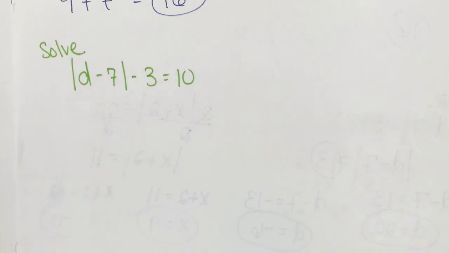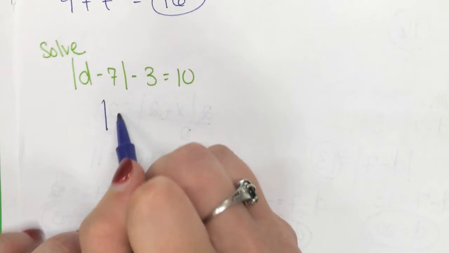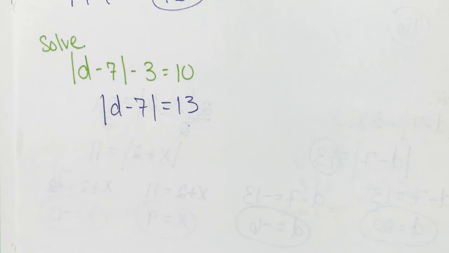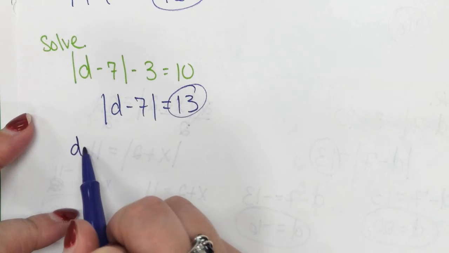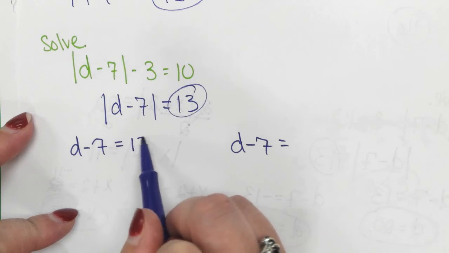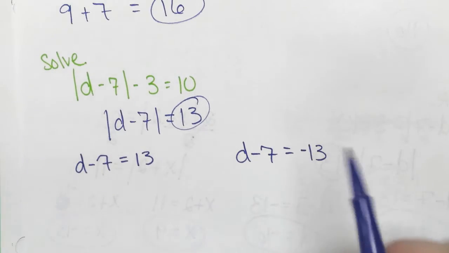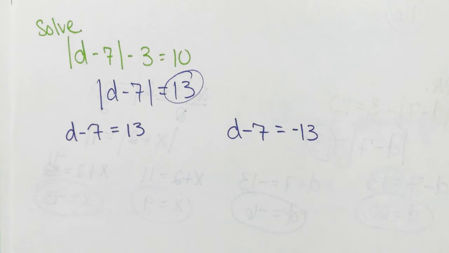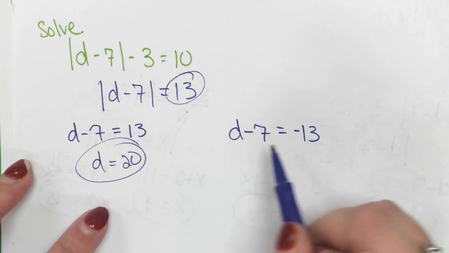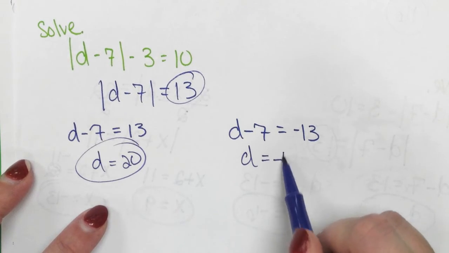All right, last one. You add the 3. There you go. Okay. What's the only thing I mess with? The outside number. The outside number, okay? So, I'm not going to touch the d minus 7. It's going to stay d minus 7. But I'm going to have a positive 13. And a negative 13. There you go, okay? So, and then go from there. I'm going to add the 7, and I'll get 20. Add the 7, and I'll get -6.